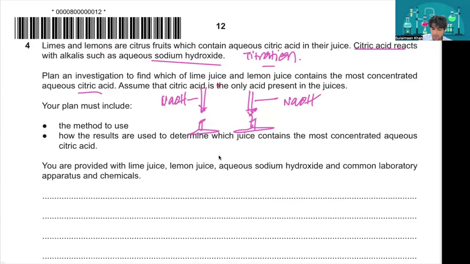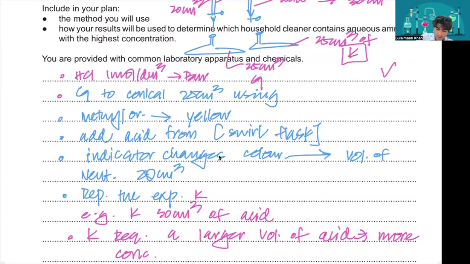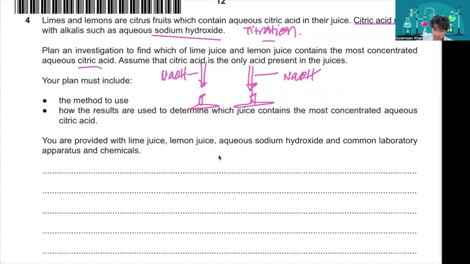Where is it? What do we need to do? Pipette out 25 cm cube of lime juice here and 25 cm cube of lemon juice here. And the one which requires more volume of sodium hydroxide for neutralization, that one is more concentrated. Indicator: don't use methyl red, use methyl orange. Here you could say when the indicator changes color from yellow to red, and in this case, because the conical flask contained the acid, it'll go from red to yellow. You could also write orange, it's fine.